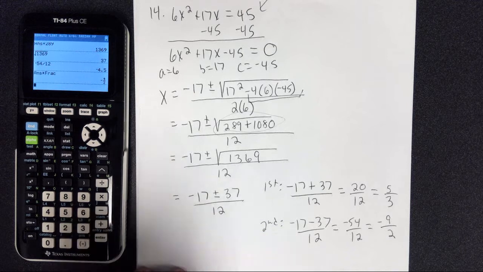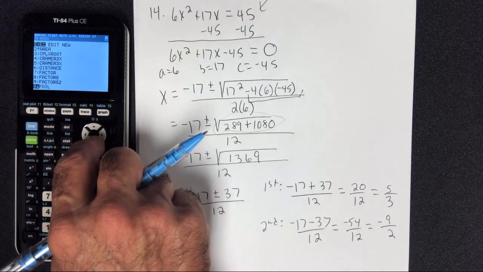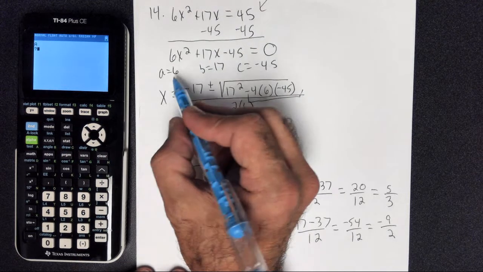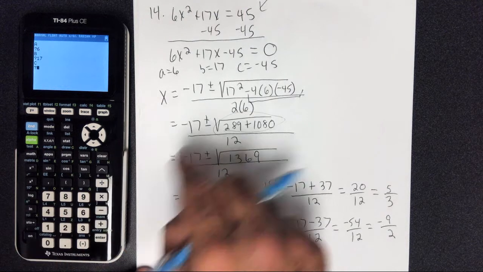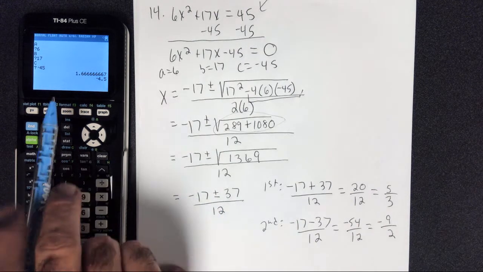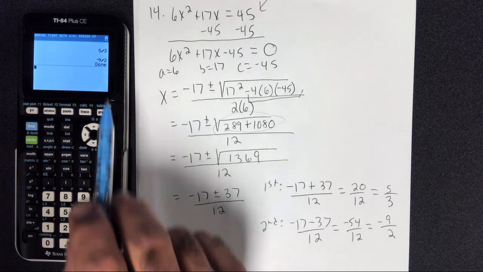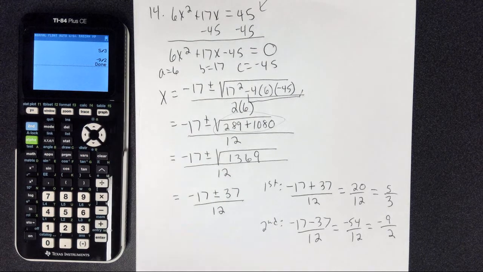Now let's see if this calculator will give us fraction answers on the quad. So I'm going to go down to my quad, hit enter twice. Remember, A was 6, B was 17, C was negative 45. When I hit enter, I'm getting decimals, but remember, hit enter one more time, and there you go, 5/3 and negative 9 halves. So the calculator does not mind giving you them quad answers, okay?